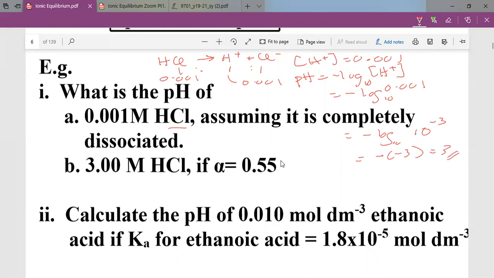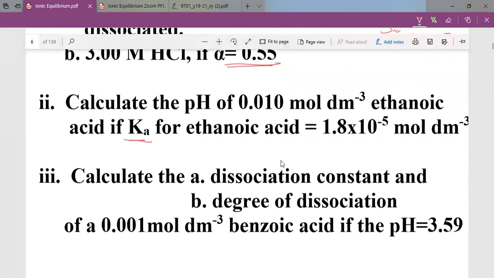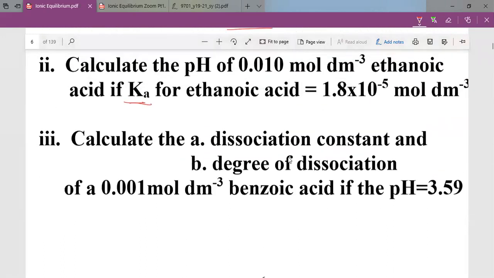But if it's alpha, now I said no more, okay? We're going to work on Ka. They don't ask about alpha anymore. The thing is too difficult for people like you and me. So never mind. Here, calculate the pH of 0.01 mole of ethanoic acid if the Ka is 1.8 times 10 to the power minus 5. Now there are two ways to go about it.